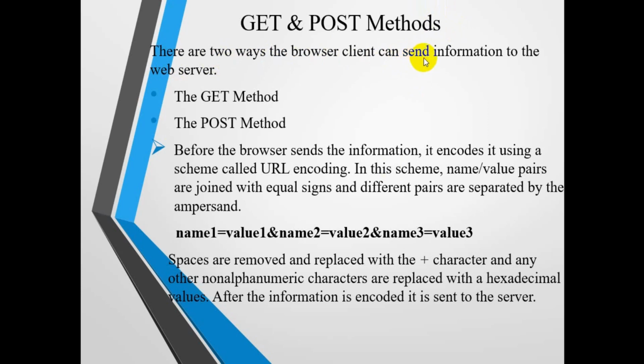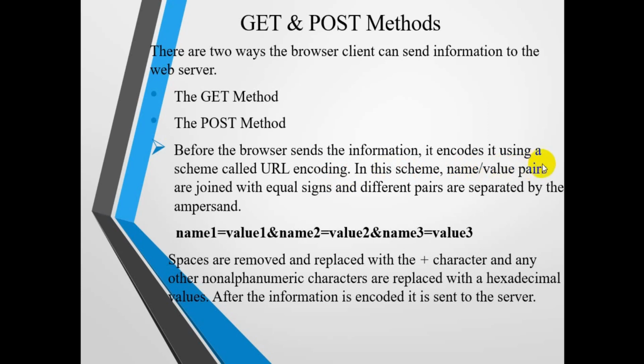There are two ways the browser client can send information to the web server. First one is the GET method and second one is the POST method. Before the browser sends the information, it encodes it using a scheme called URL encoding.